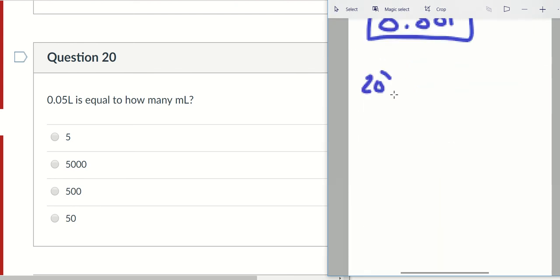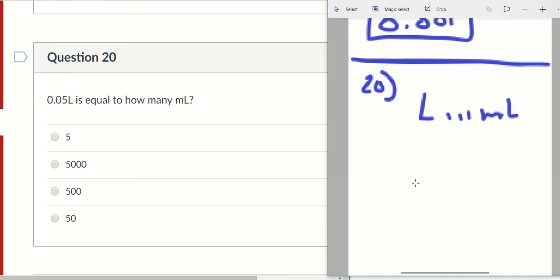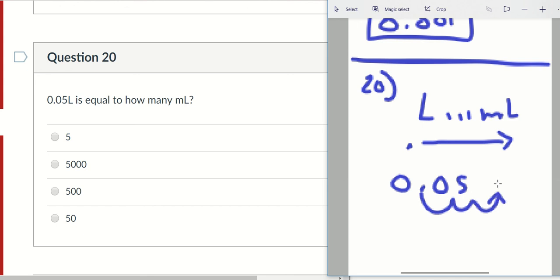All right, so let's take a look at number 20. The same thing works with liters and milliliters. So here we're going from liters to milliliters. We have to move the decimal point 3 spaces to the right. So here is our number. And then we're going to move it 1, 2, 3. There's its new home, and the answer is 50. So if you said 50, then you got it correct. So for metric system conversion, just multiply or divide by 1,000.